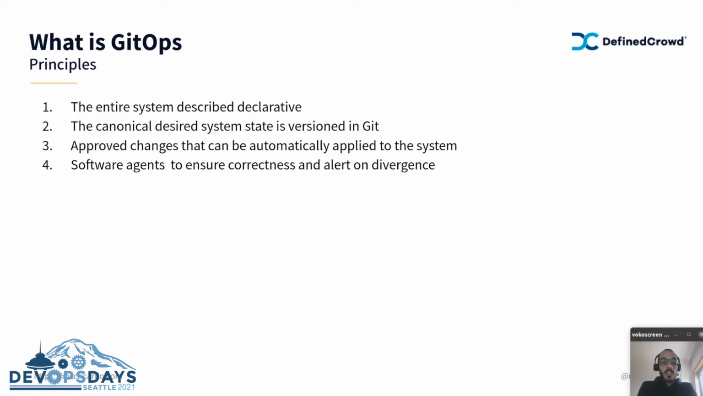Also, the canonical desired state is versioned in Git. So with this declaration of our system stored in a version control system and serving as our canonical source of truth, we have a single place from where everything is derived and driven. This, of course, makes rollbacks trivial. We can use common Git operations like rollback to do a rollback.